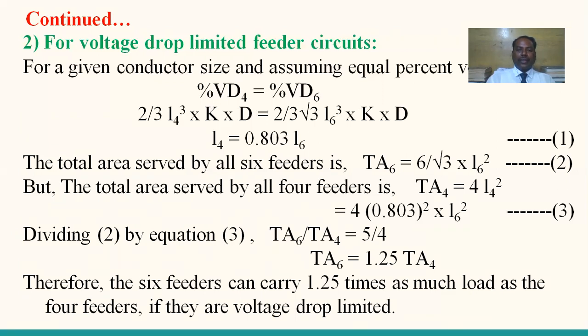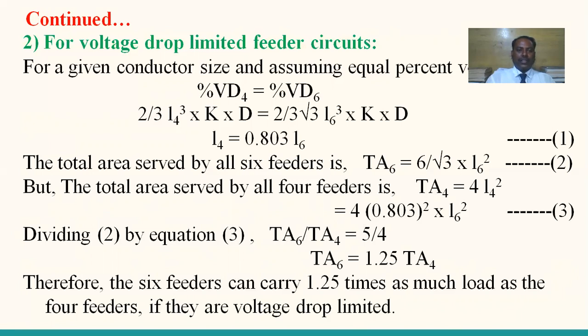So therefore, once formulating equations for square shaped area and hexagonal shaped area and comparing the square shaped and hexagonal shaped with the two assumptions, one is they are thermally limited, that is assumption number 1. They are voltage drop limited, so that is assumption number 2. In both cases, TA6 is equal to 1.5 times in thermally limited, 1.25 times in voltage drop limited. So these are the comparisons between the 4 feeder as well as 6 feeder patterns.